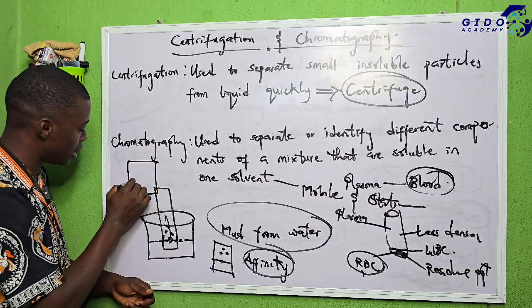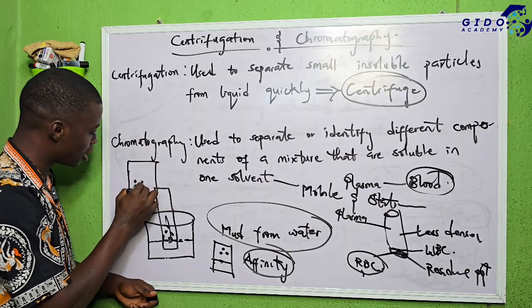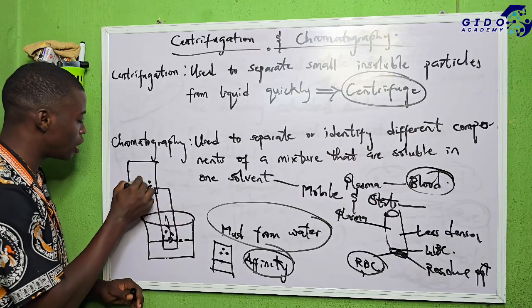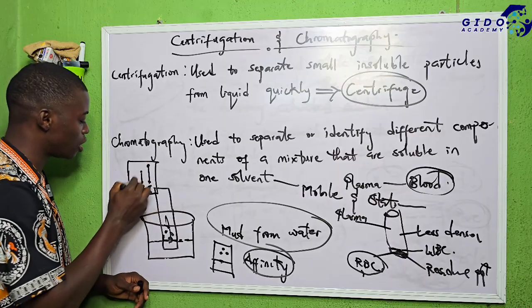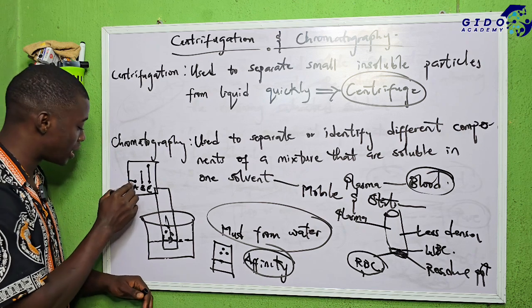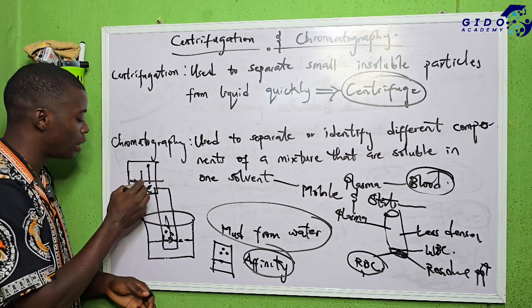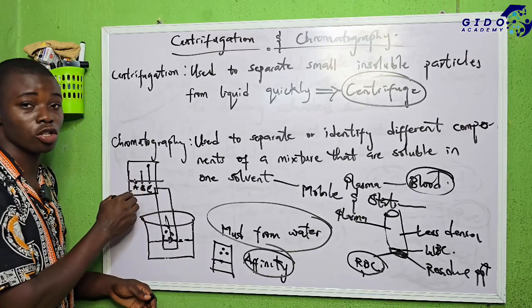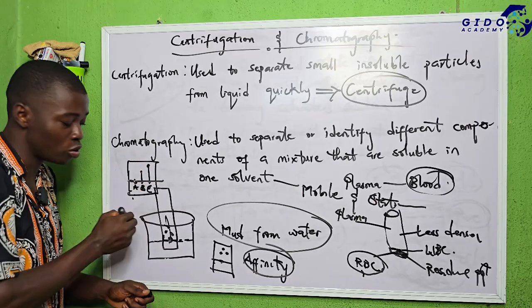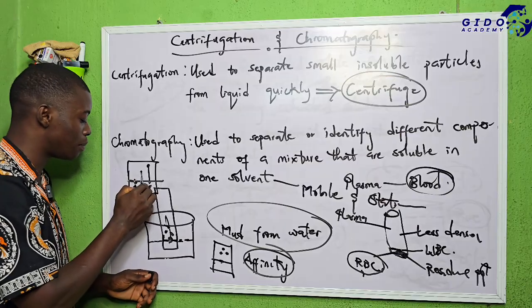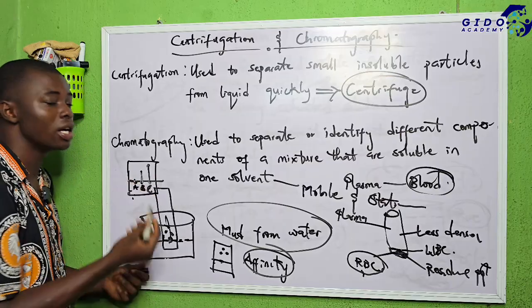Let me do something like this. Here is A, here is B, here is C. Now, at the end of the whole thing, this one rises to here, this one rises to this place, but this one did not move. That shows that this sample A is not soluble in water, it's not soluble in that solvent, that uniform mixture you use. But sample C is soluble, that's why it travels. Sample B is also soluble, that's why it travels.